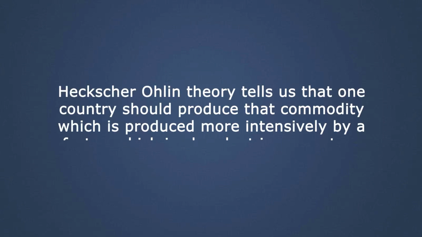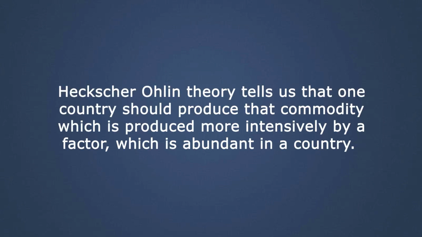This is called Heckscher-Ohlin theorem or Heckscher-Ohlin theory of trade. This Heckscher-Ohlin theory tells us that one country should produce that commodity which is produced more intensively by a factor which is abundant in a country. This sounds a little difficult or a little complicated, so let me explain a little bit more on this issue.